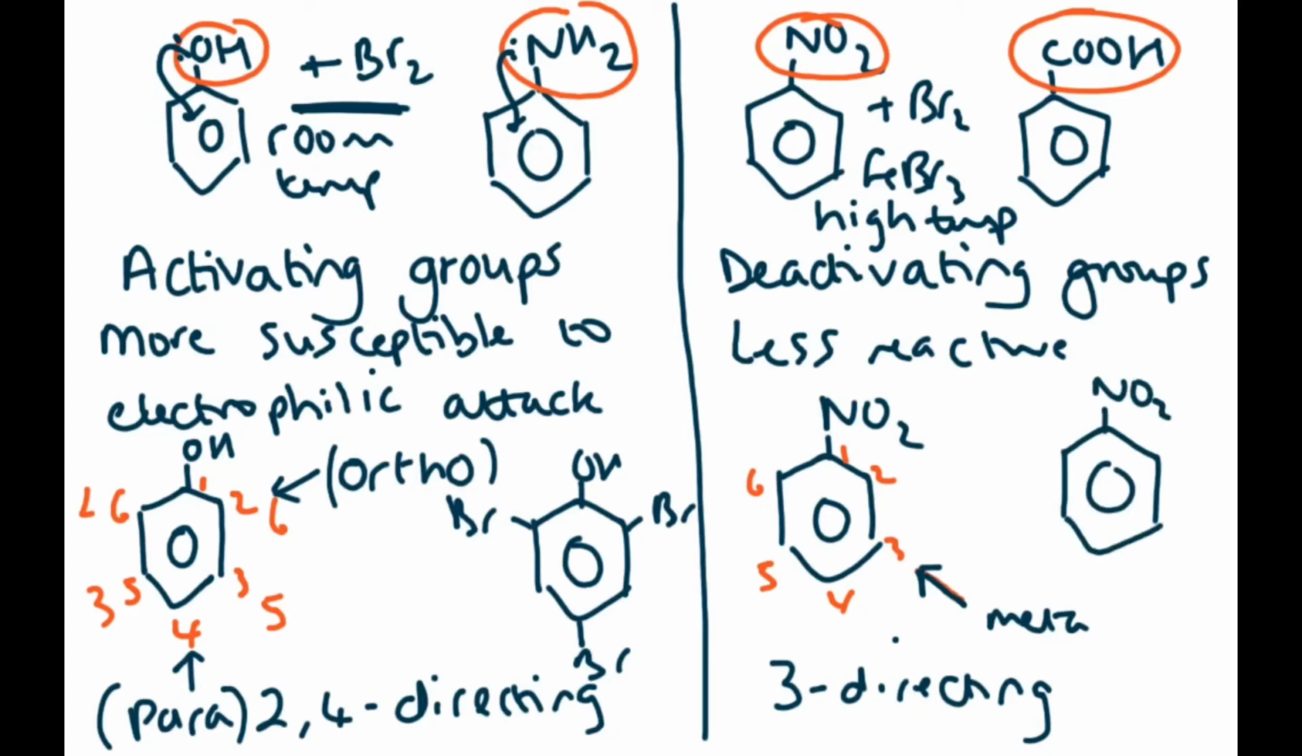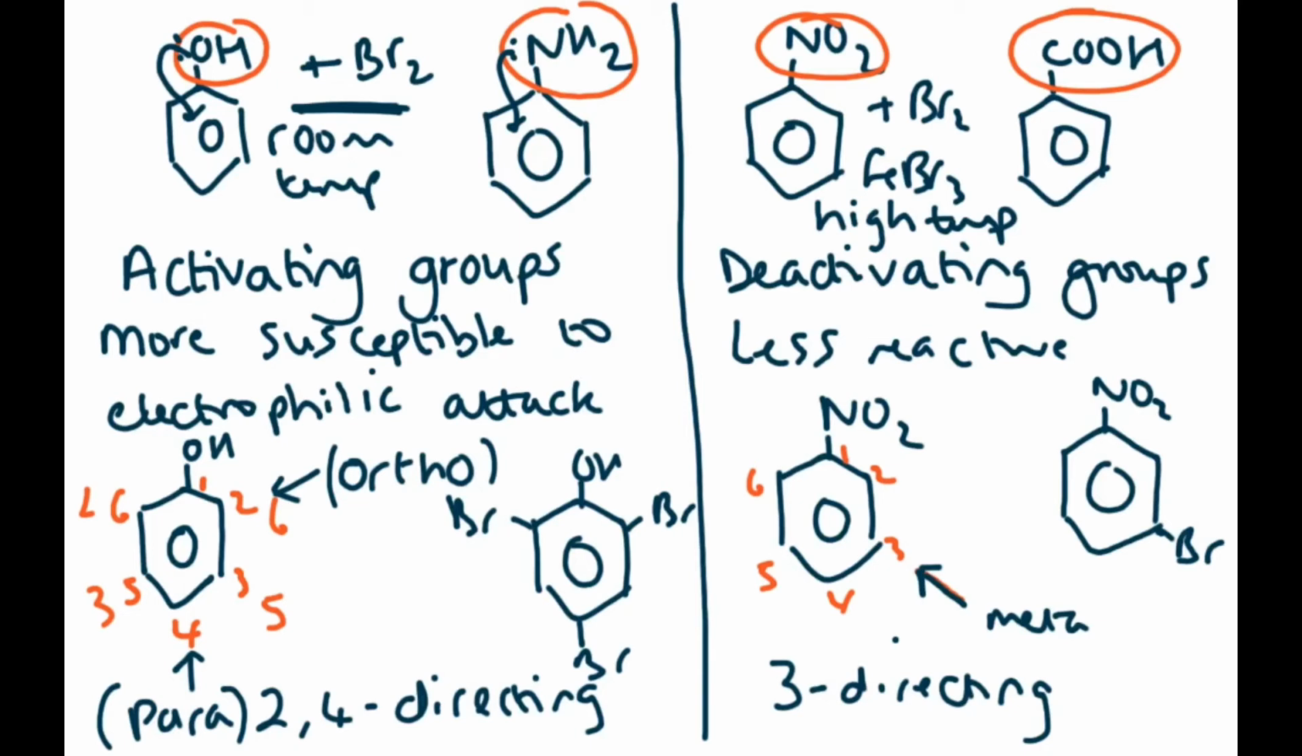is where it's in the 3. The bromine is in the 3 position. Okay, because position 3 is the place where the bromine will go.